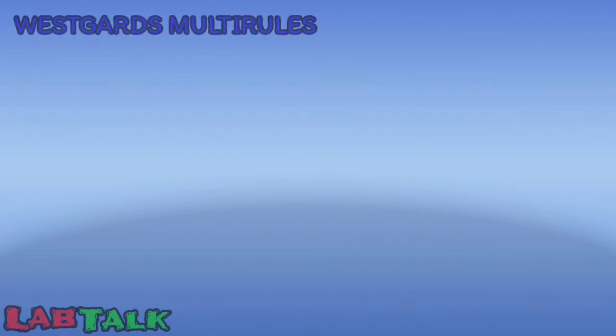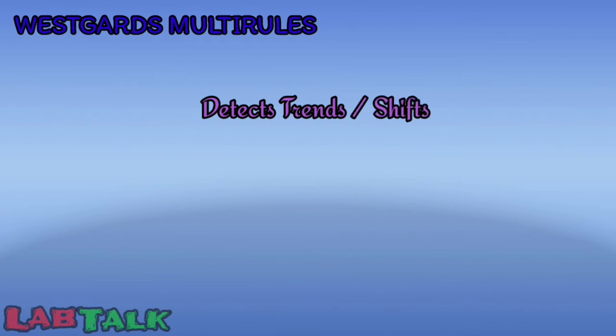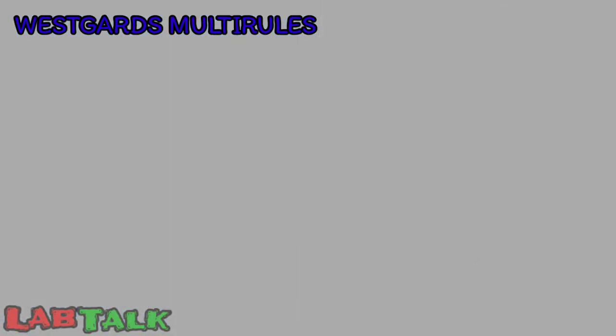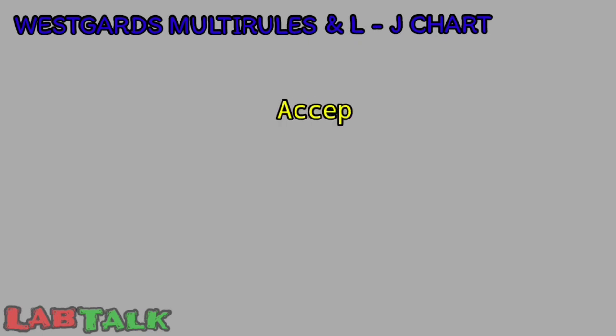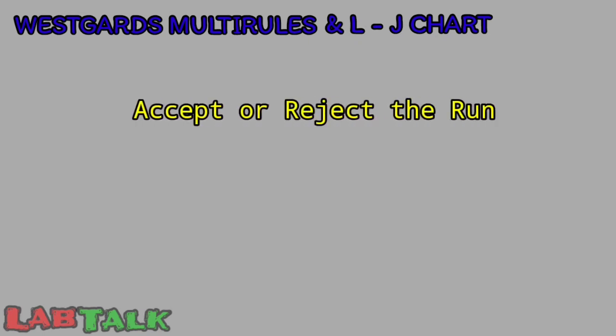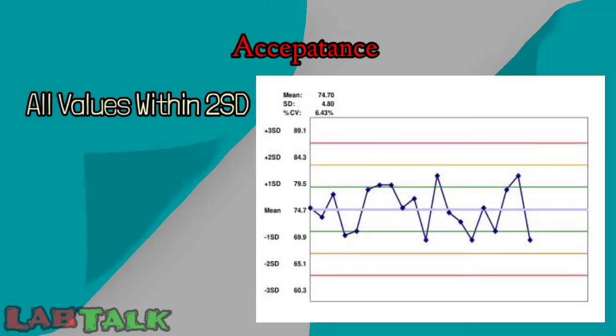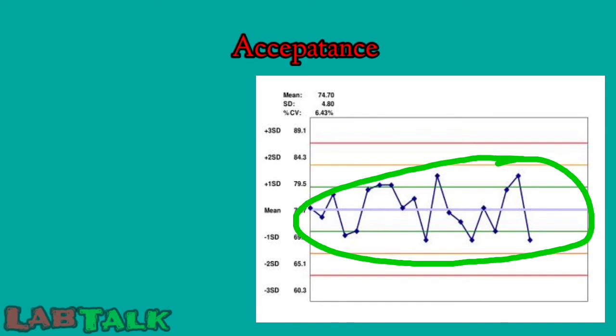Westgard multi-rules are used to detect trends or shift by examining individual values to determine the status of the measuring system. These rules are commonly used with the Levey-Jennings chart. So with the help of the Levey-Jennings chart and Westgard rules, we will see whether to accept the analytical run or to reject the analytical run. First of all, we will see the acceptance of analytical runs. If all the controls are within 2 standard deviation limits, the run is said to be accepted.